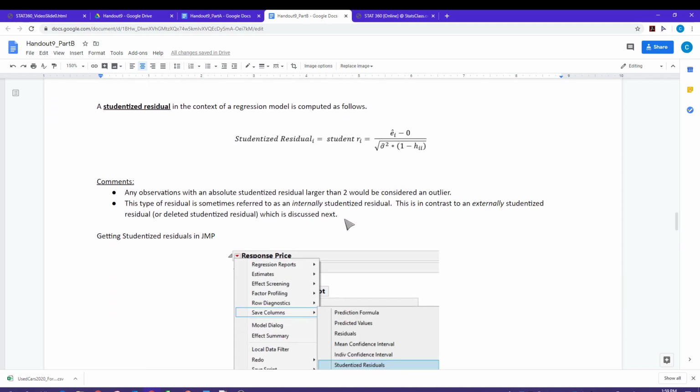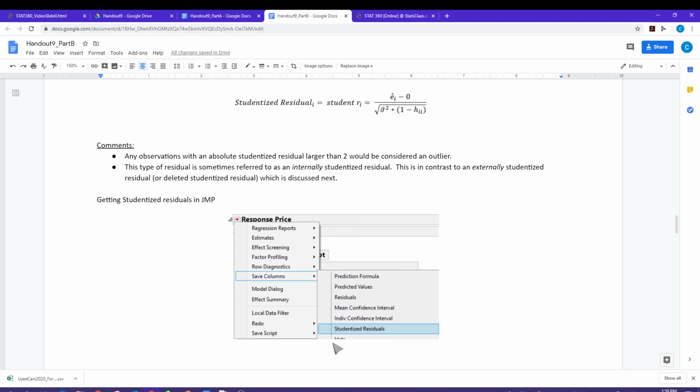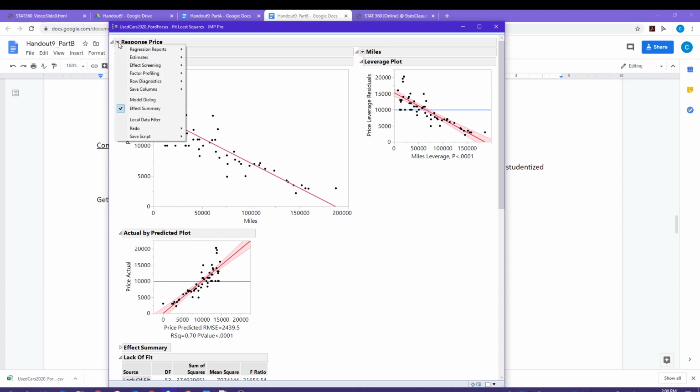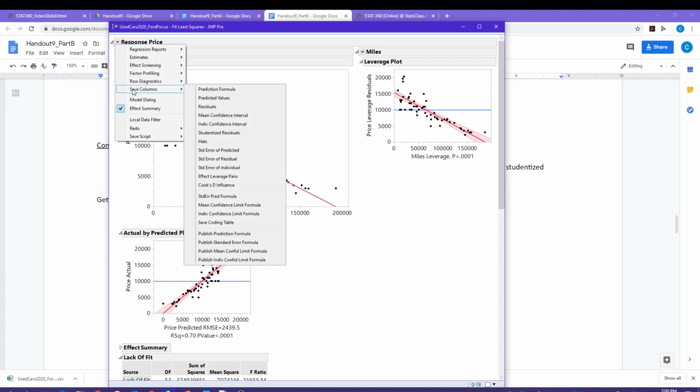Now JMP computes this value for me. Inside of JMP, from my red drop-down menu, I can say Save Columns, and then select Studentized Residuals. That's exactly the quantity it's calculating. So over here in my model, from my drop-down menu, I can say Save Columns and select Studentized Residuals. I can also get the hat values if I wanted. I mean, I can get all these quantities.